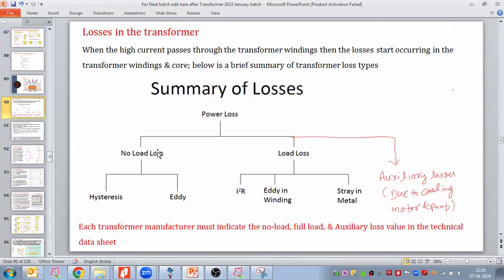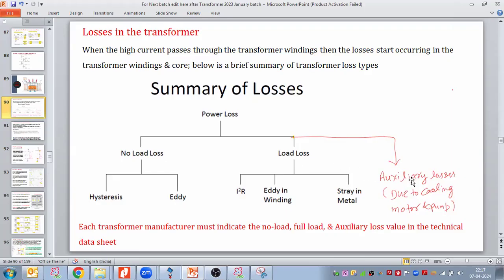No load loss means the transformer is not connected to the load. If we just connect the transformer to the supply, there is no load running, but again there would be loss in the transformer. Those losses we refer to as no load losses, and they are hysteresis losses and eddy current losses. When the transformer is connected to the load, with full load on the transformer, the losses occurring in the winding, like I square R, eddy in winding and stray in metal, come under the transformer full load or load loss.